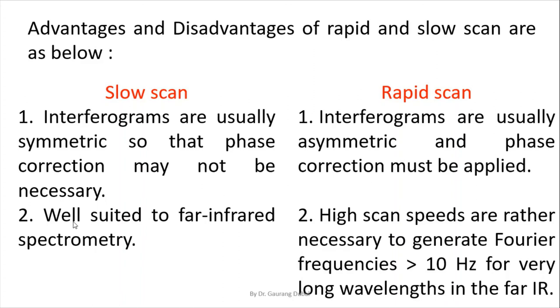Now the second point, well suited for far infrared. The slow scanning technique is very suitable for far infrared, right? Rapid scan needs high scan speeds, which are necessary to generate a Fourier frequency greater than 10 hertz. For very long wavelengths in the IR region, this technique is required to generate a frequency greater than 10 hertz by high speed scanning.